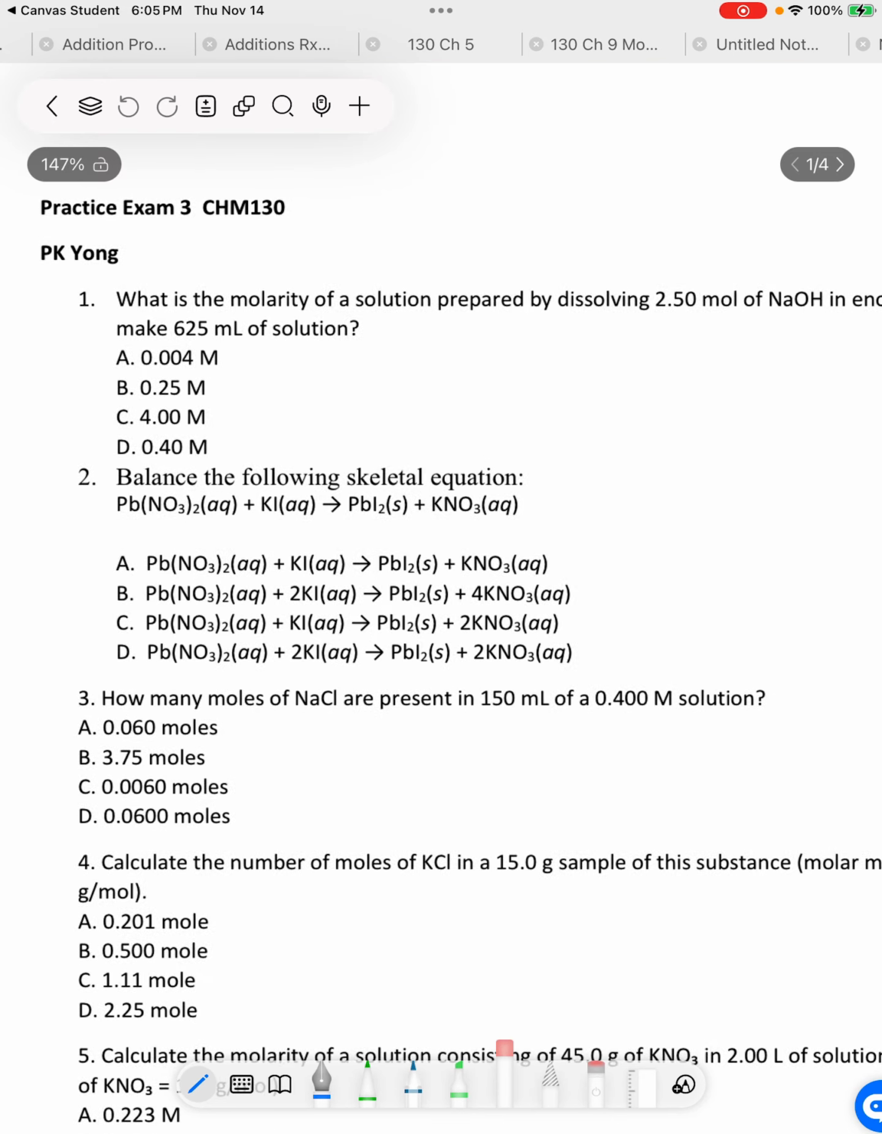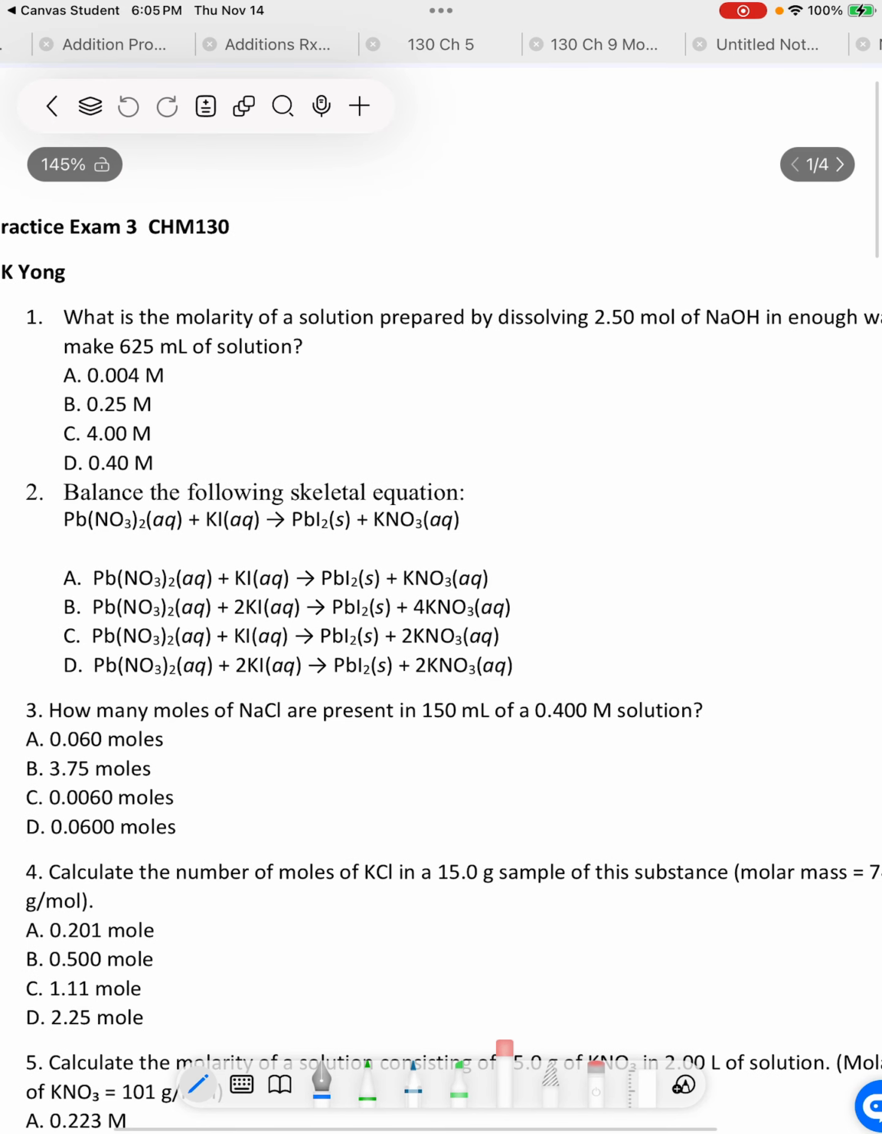Okay, question 1. What is the molarity of a solution prepared by dissolving 2.50 moles of NaOH in enough water to make 625 milliliters of solution? So we're looking for molarity, and we're given some moles and a volume. Remember that molarity equals moles over volume, and volume is usually in liters.